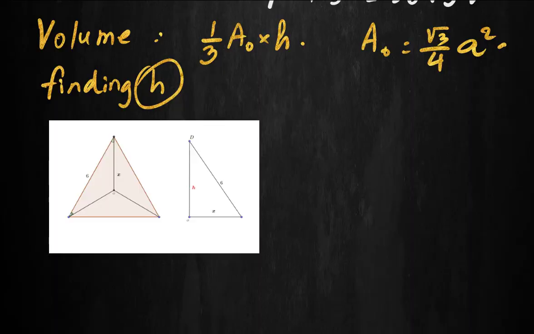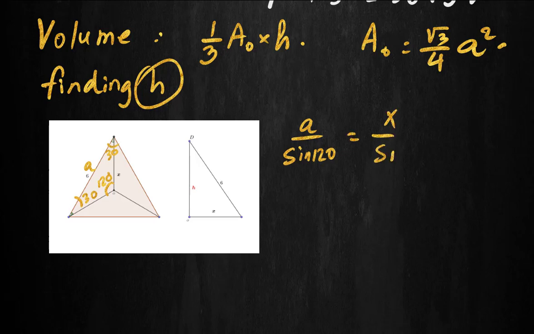Now we go for the volume. Volume of this is 1/3 of area of the base times h. A0 is equal to square root of 3 over 4 a squared. That's the face area of the base. Now we have to find h. Look at the sketches. To find h, we have to find x first. Using the second, the right side, we will find the value of h.